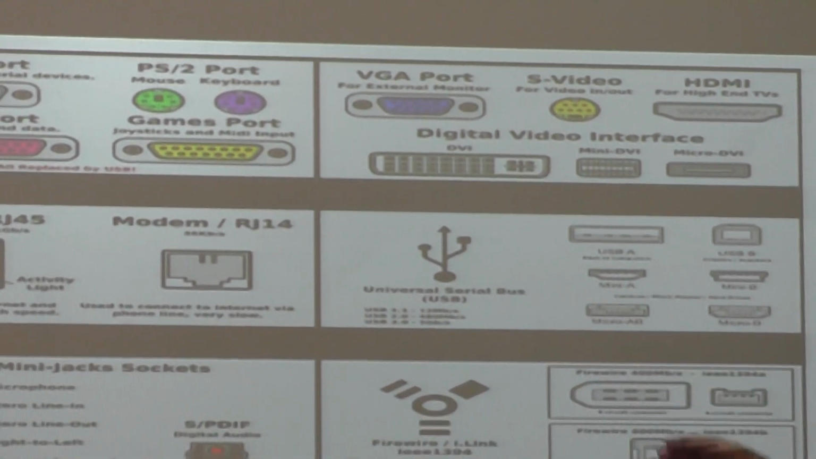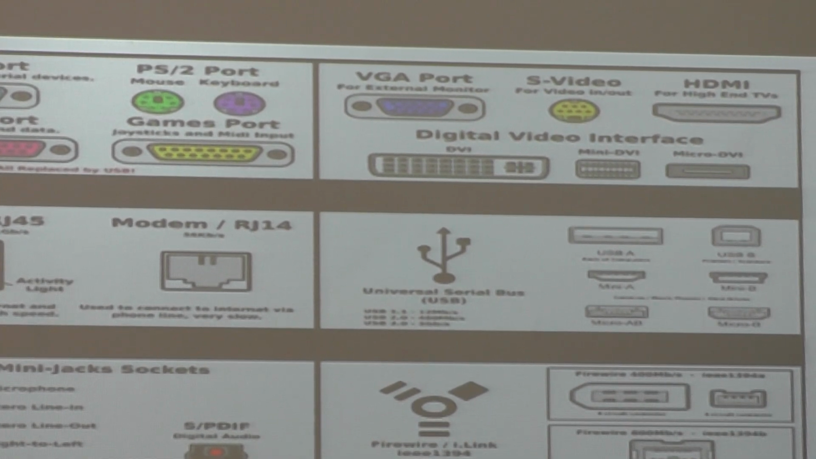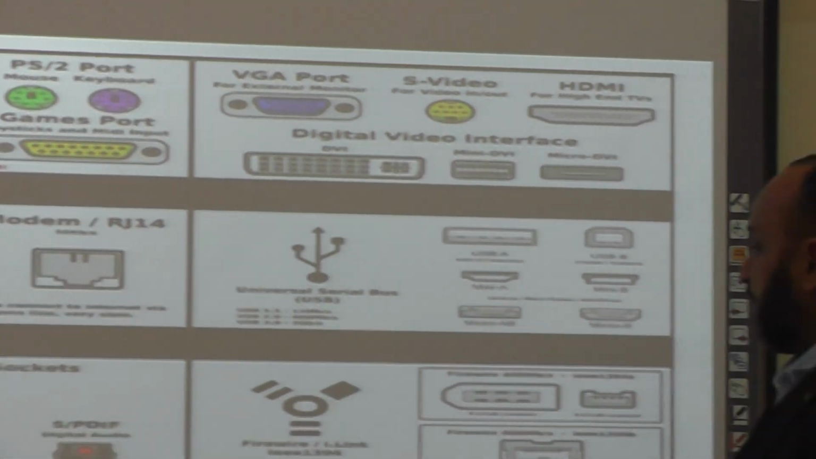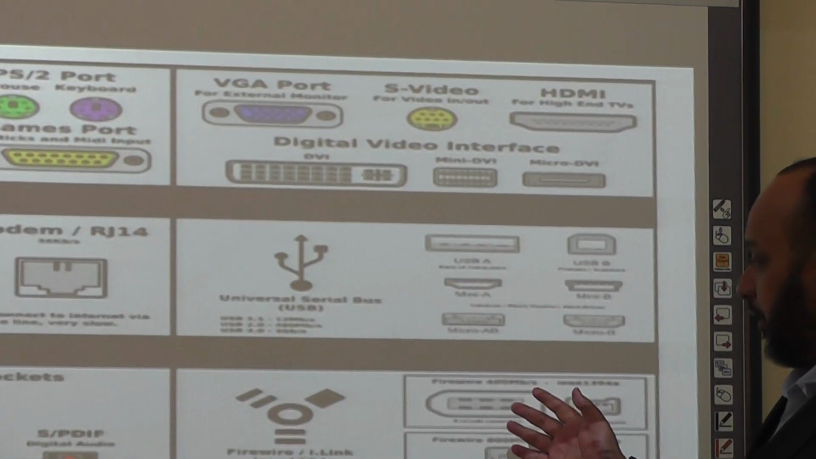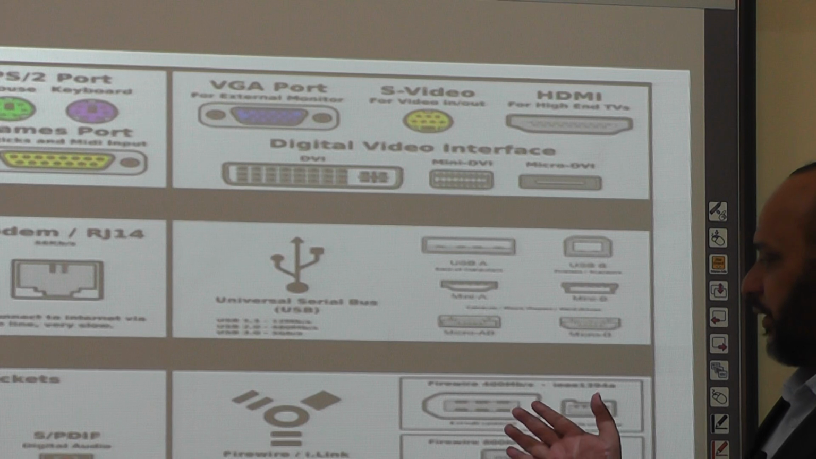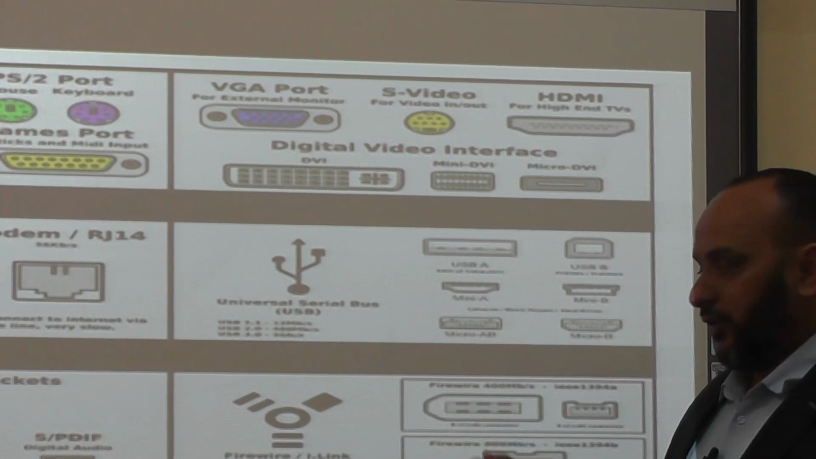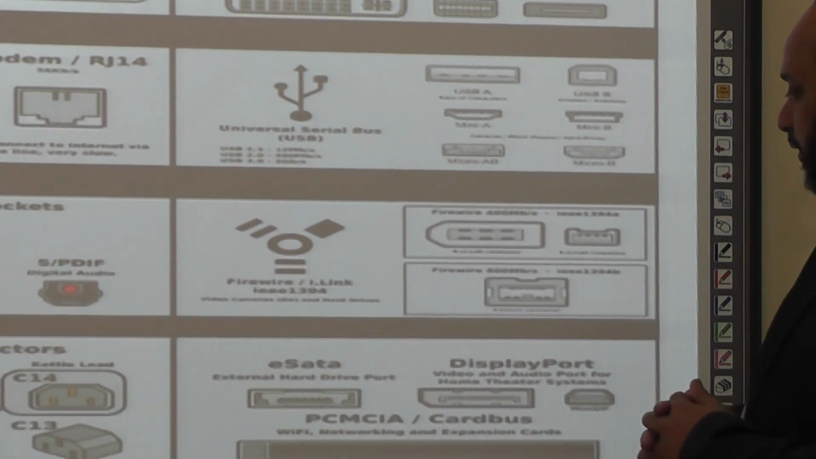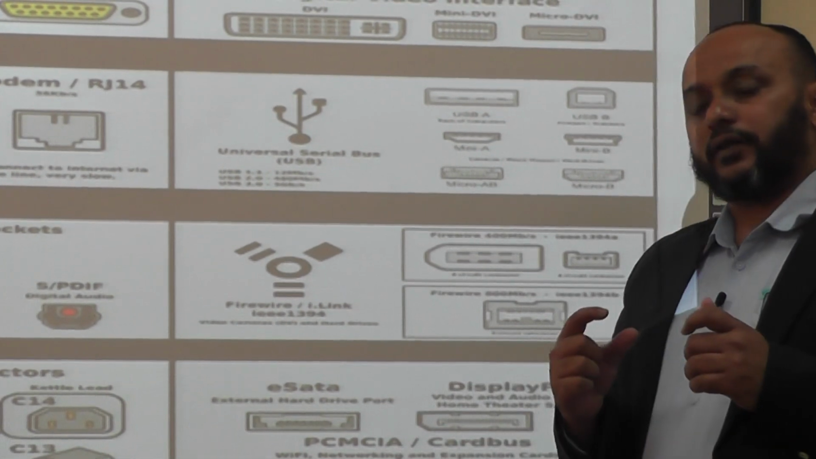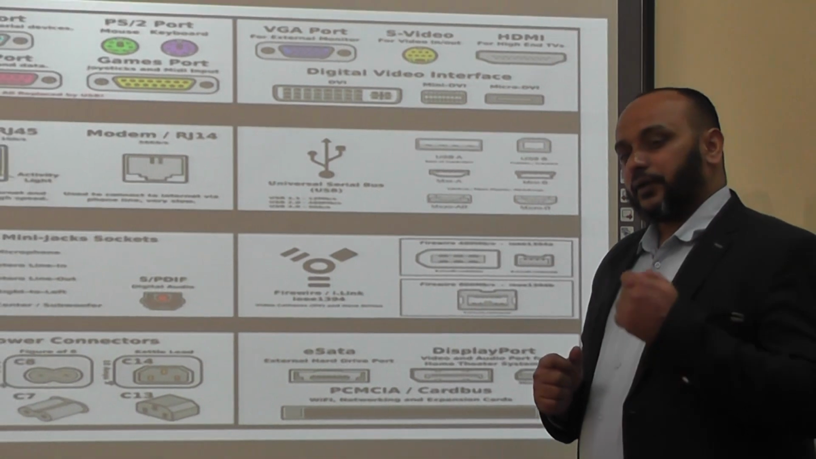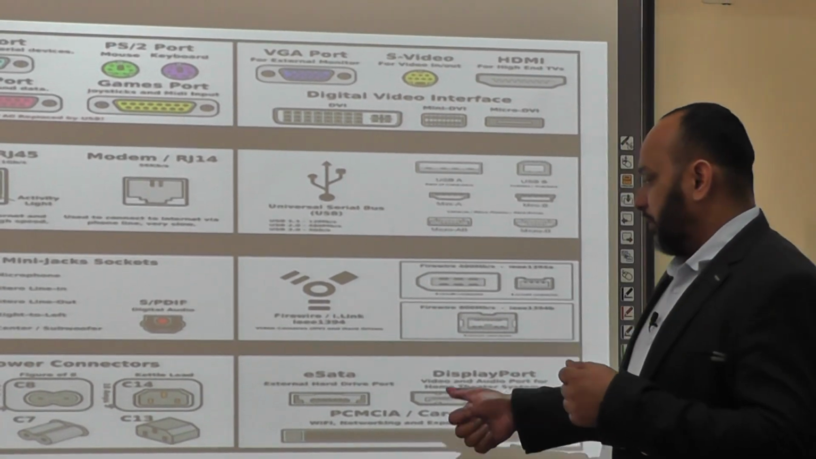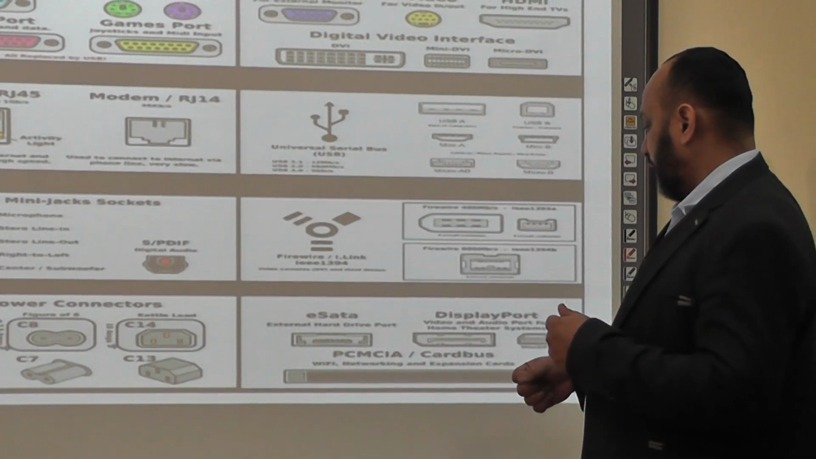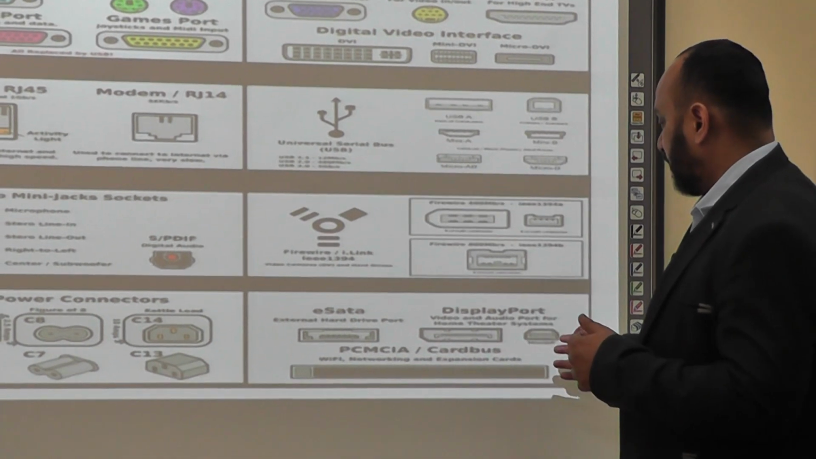Then USB port types, type A and type B. Then you have the FireWire port, which you can especially see in Macintosh computers. And after that the eSATA port, a short port on your laptop if you want to connect a hard drive directly, so you can use this port. And after that the DisplayPort.